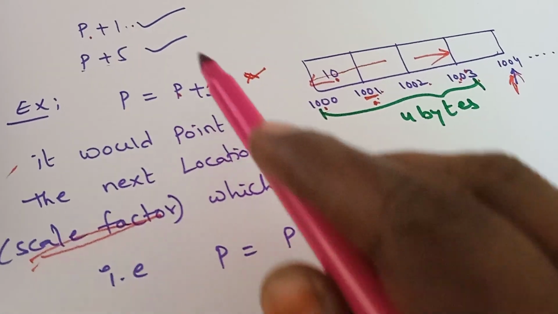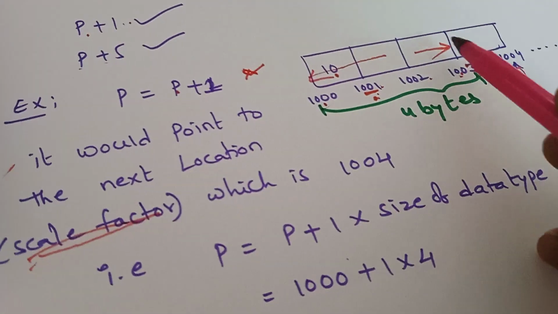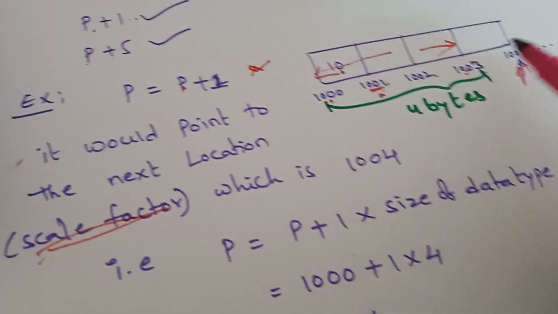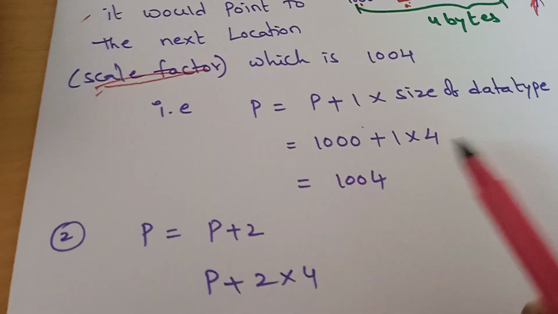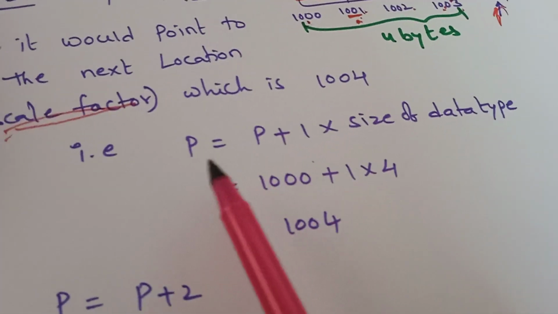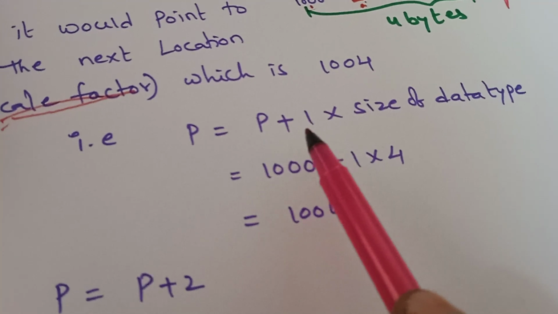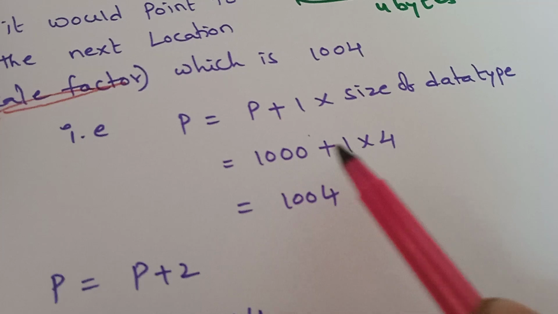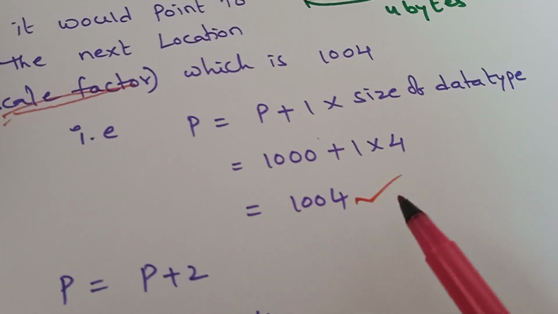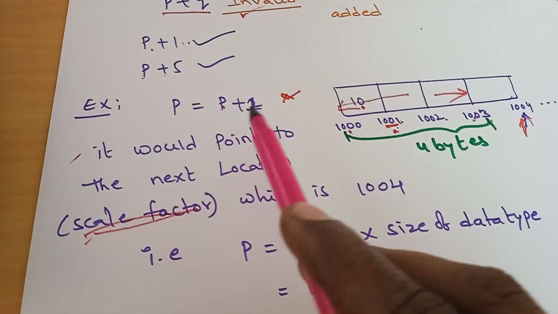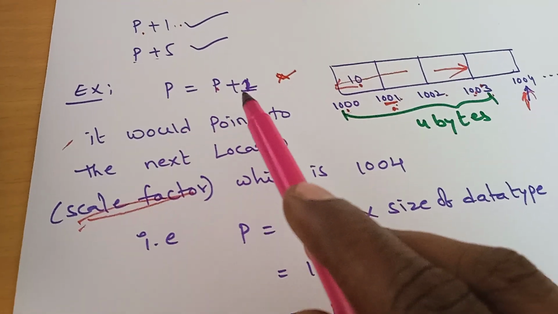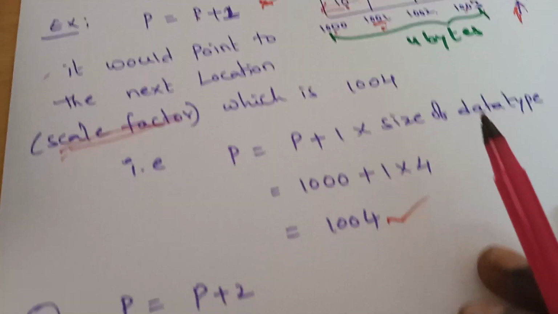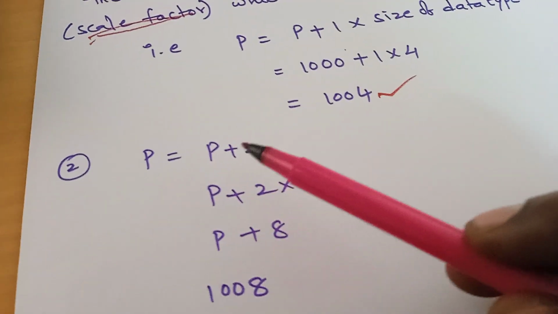So p plus 1 means that as soon as you finish the pointer at this address, you can switch to the next one, which is 1004. So always you have to understand this procedure. Look at this, p is equal to p plus 1. Now 1 is what? 1 into size of data type, that is 1000 plus 1 into 4, which is 1004. So p is equal to p plus 1 resembles that you are going to the 1004 location to retrieve the value. And look at this, p is equal to p plus 2.